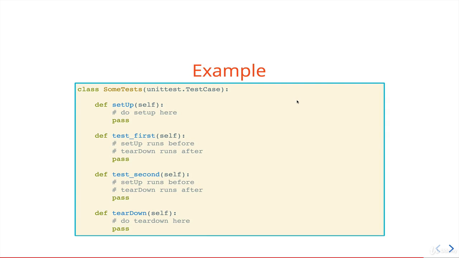So here's an example. This doesn't do anything. But we have these two tests, test_first and test_second. But then we have setUp and tearDown. And if they're named correctly inside of a class that inherits from TestCase, whatever we put in setUp is going to run before the code in test_first and before the code in test_second. And whatever's in tearDown will run after test_first and after test_second.